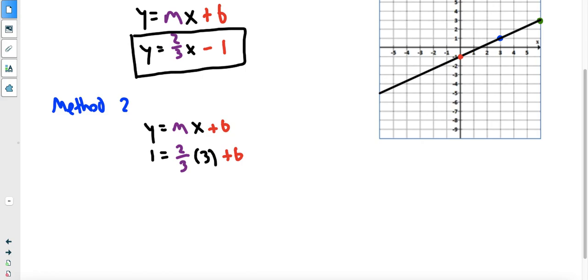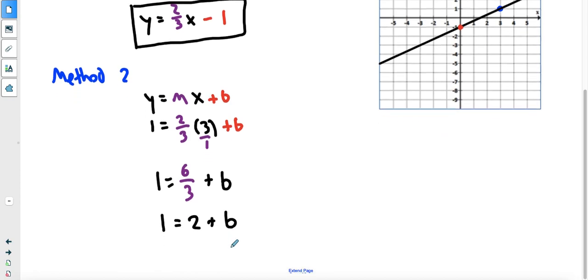Now we can simplify this. 2 over 3 times 3. Well, let's see. 3, if you'll remember, is the same thing as 3 over 1. And 2 over 3 times 3 over 1, to multiply this together, we just have to multiply the numerators and the denominators together. 2 times 3 gives you 6. 3 times 1 gives you 3. Six divided by 3 is just equal to 2.